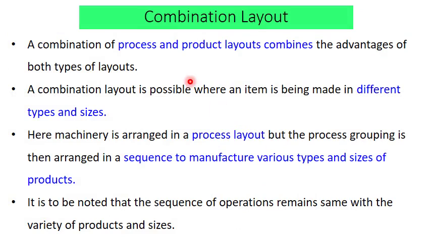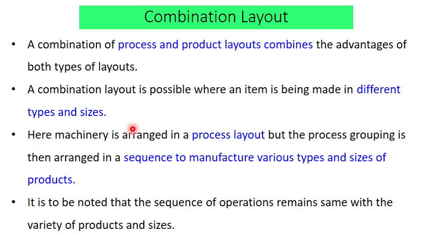This is the third type of facility layout, that is combination layout. By combination, we mean we combine both process and product layouts. We are getting the advantages of both product layout and process layout. By combining the two, we can maximize our advantage, our benefits. A combination of process and product layout combines the advantages of both types of layout, and a combination layout is possible where an item is being made in different types and sizes.